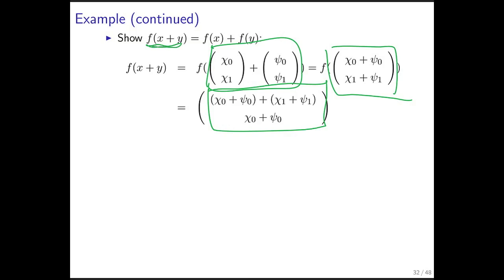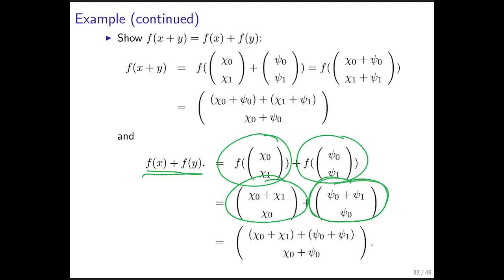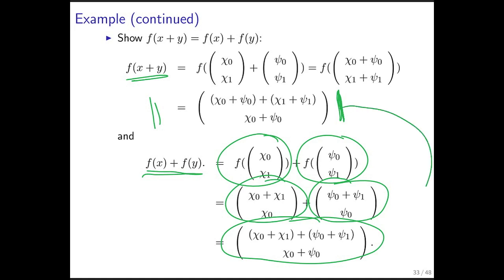So that's starting on the left and coming up with some expression. Now, to keep going with this expression and get to the expression on the right would take quite a bit of foresight, sort of like a chess player looking several steps ahead. But what you can do instead is work backwards. You start with f of x plus f of y. You plug in the exposed components. You evaluate the function separately. And then you know how to add two vectors together, and you get this expression right here. And if you compare that expression to this expression, they are equal. And therefore you conclude that this is equal to that, because this is equal to that.